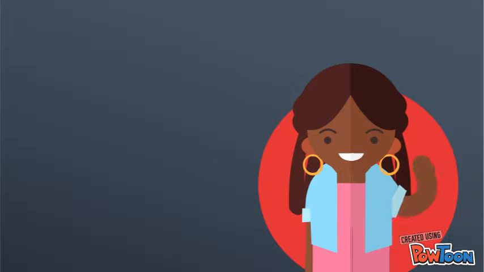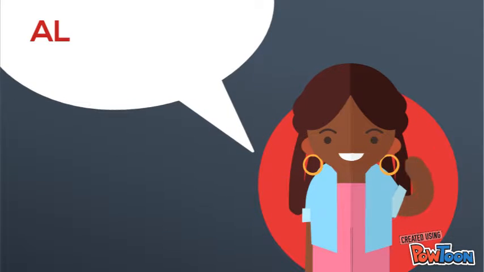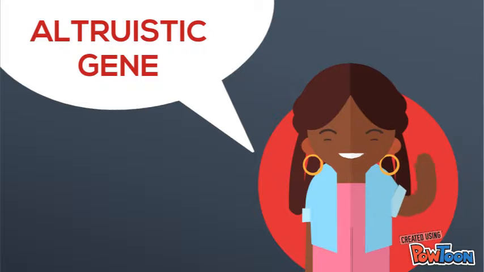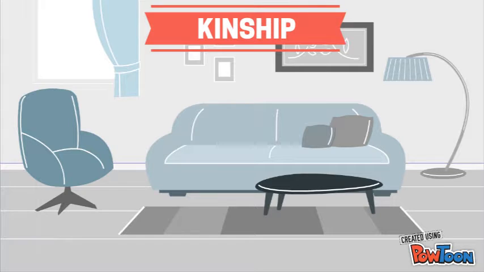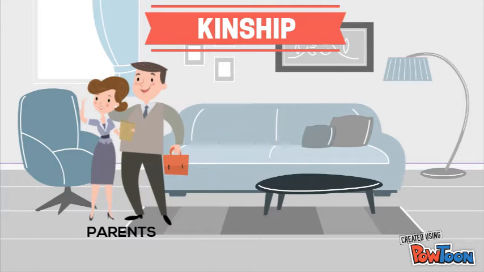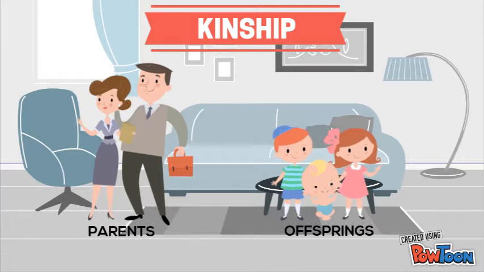There is also the theory of the altruistic gene, which is exhibited throughout kinship. The altruistic gene is spread through the population as long as the altruism is directed at organisms that have the same gene. Kinship is any blood relationship and common ancestry, such as these parents and their offspring.